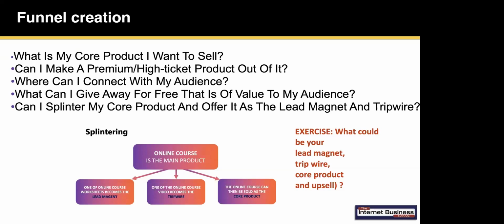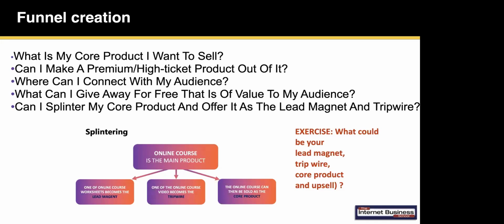So you started off with one core product, but what you've done is you've split off two smaller chunks. You've got a really little chunk, a micro chunk, which is a freebie, and then a smaller but of value content, which becomes your low ticket tripwire product. And then you've still got the core high ticket product that you sell. So I'd like you to think about, what could you do with your product or service to make a sales funnel out of it, to make it not just a single one-off product.